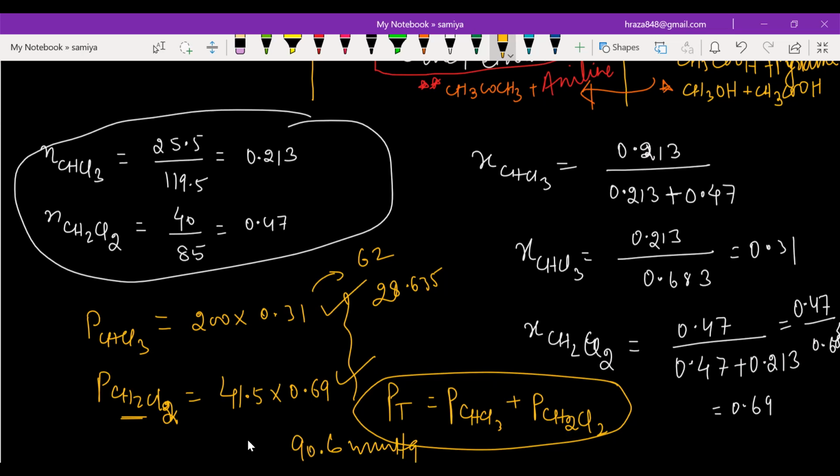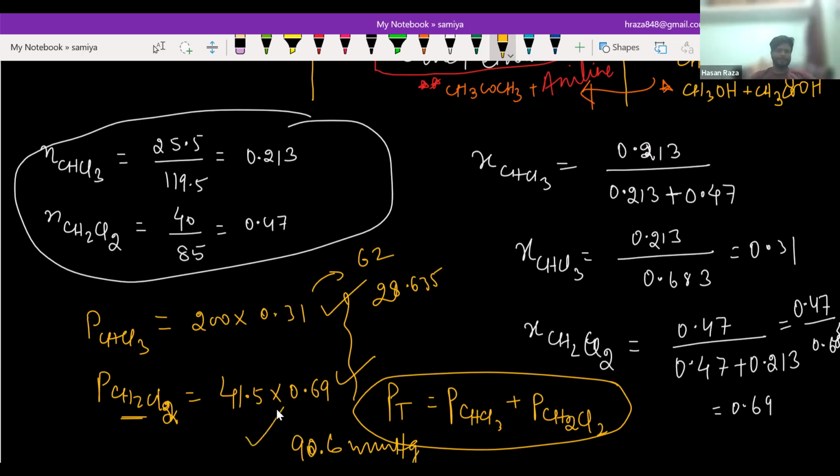90.6 mmHg. These are not available in the options, right? Is there any option? No, sir. So none of these is the answer. Please do it and let me know if you're done with this. Then we are going to start colligative property.